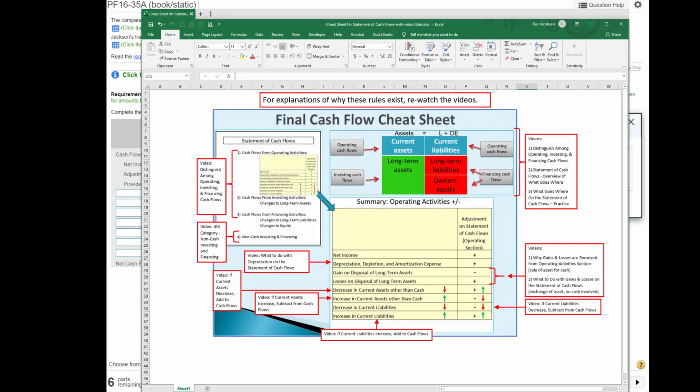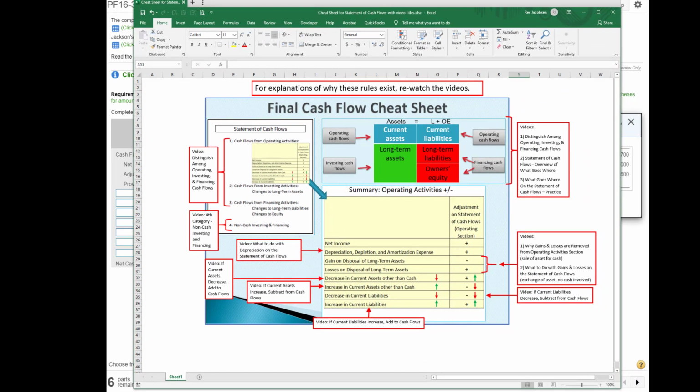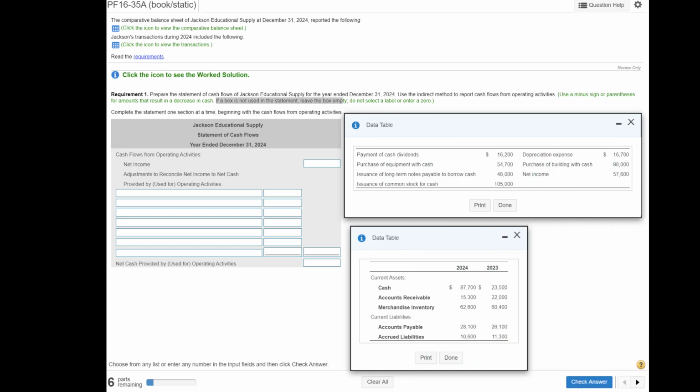But just as a reminder, in the operating activity section, we're going to start with net income. Then we're going to back out depreciation and back out gains and losses. So our net income can be found over here. 57,600, copy and paste.